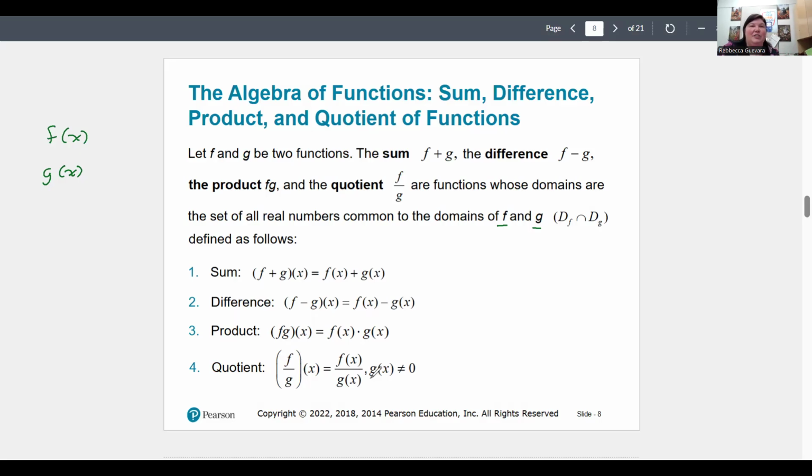And then we have this additional condition here that g cannot be equal to 0. This is the only time where we're really going to have an issue with the domain. The other ones are going to be much simpler.